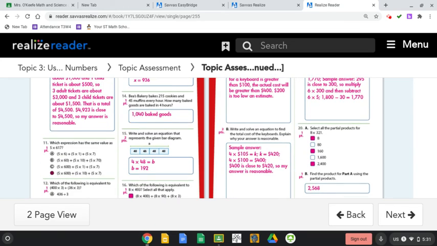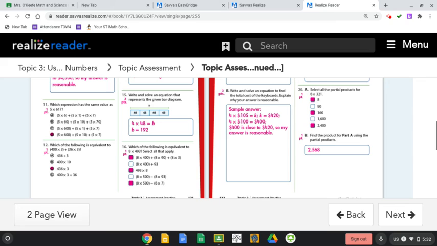Number 11, which expression has the same value as 5 times 617? So again, using the distributive property, breaking it apart into expanded form. Choice D. Number 12, which of the following is equivalent to 400 times 3 plus 36 times 3?